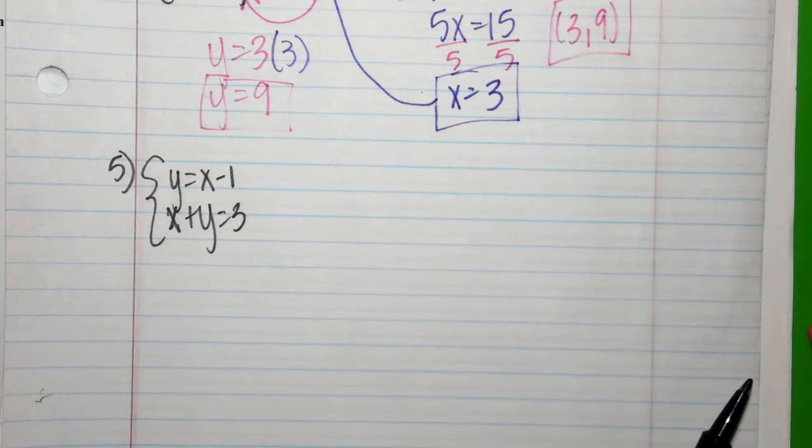Alright, number 5. Y equals x minus 1 and x plus y equals 3.